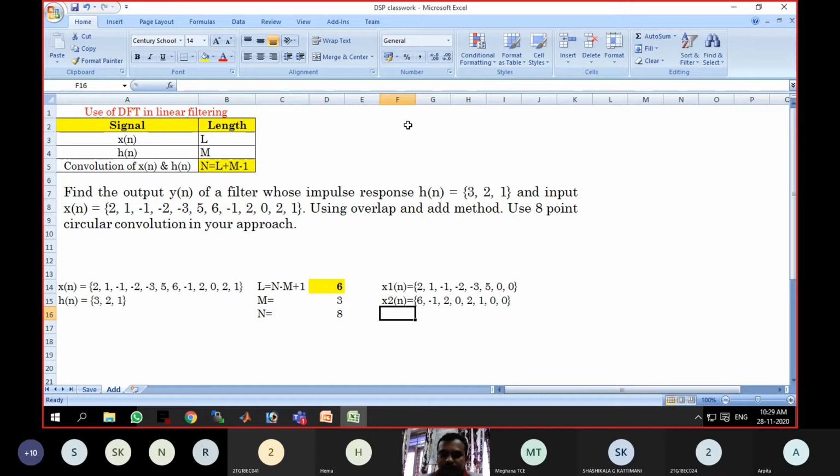Then I need to calculate y1 of n. So y1 of n is nothing but x1 of n convolved with h of n.